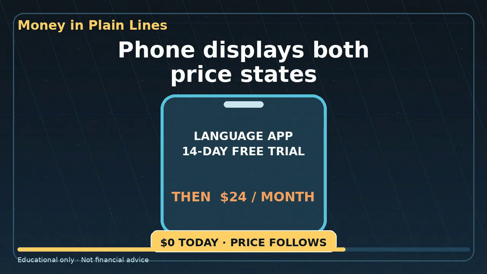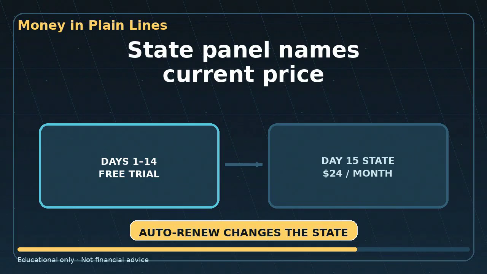A person can move from visitor to trial user and then to paid subscriber without opening a new app. The useful audit is to identify which state applies now, which state follows, and what event changes it. Counting the 14 numbered days prevents vague phrases such as soon or later from replacing a date boundary.